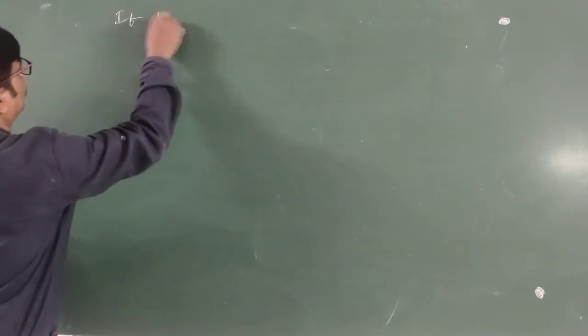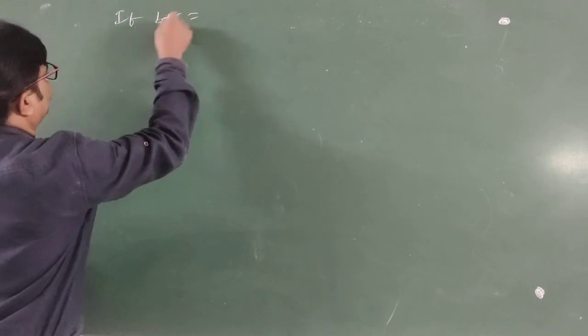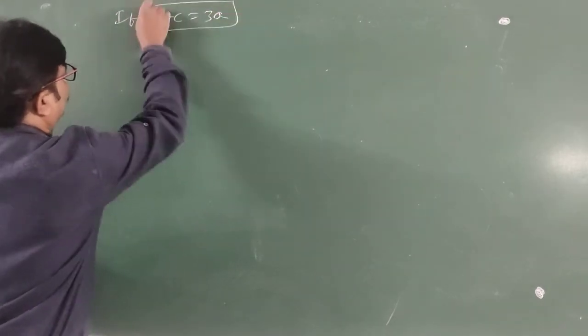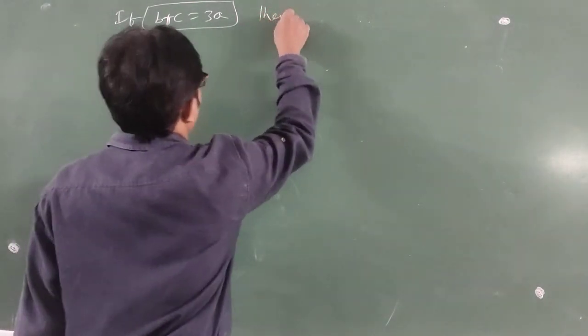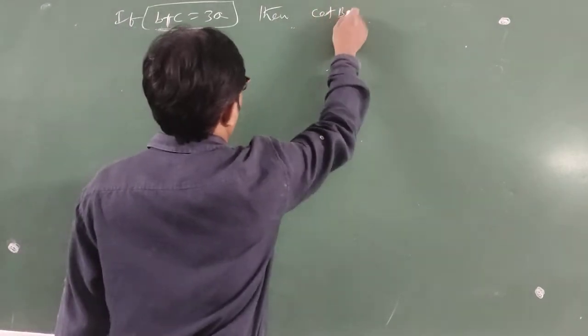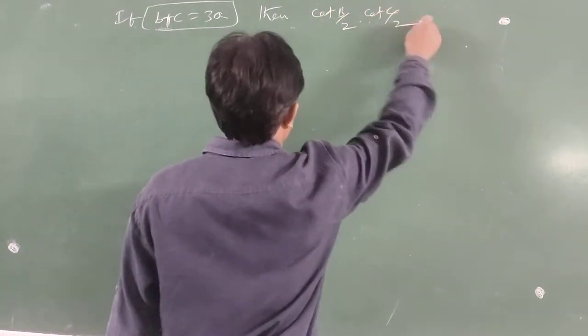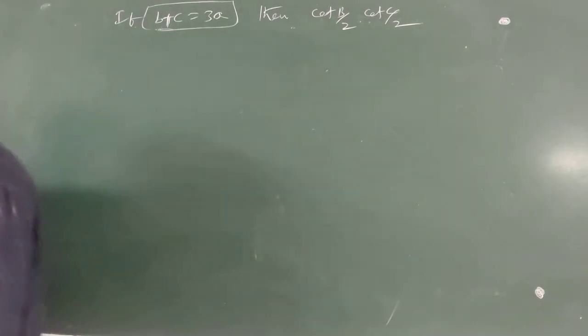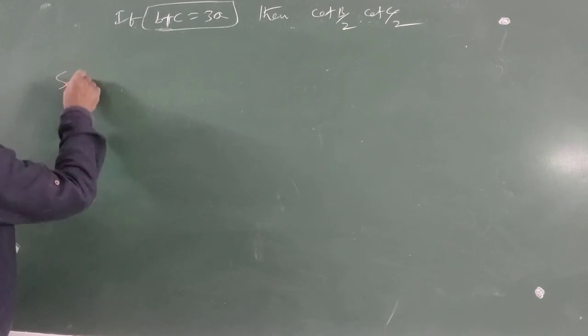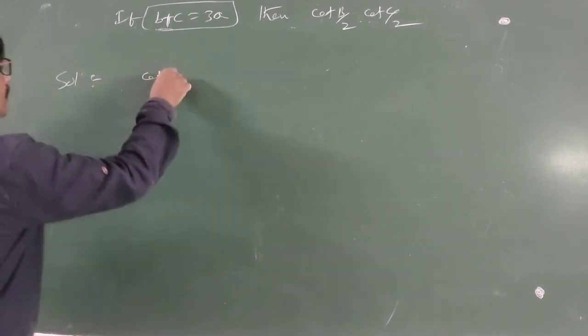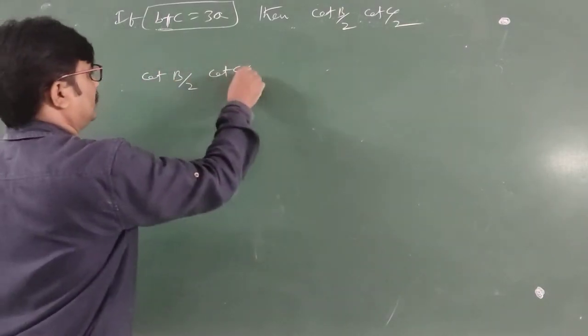Now students, another one. If b plus c equal to 3a, then find the value of cot B by 2 into cot C by 2. What is the value, students? Then find cot of B by 2 into cot of C by 2.